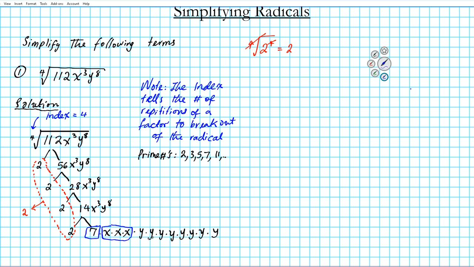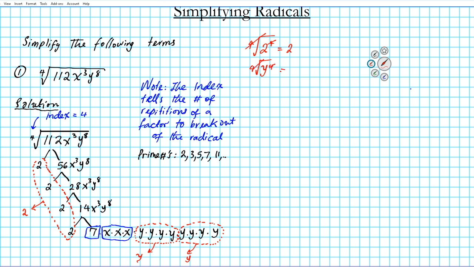And then the y's, we have 1, 2, 3, 4. That first group of 4 y's multiplied together can break out. That's y to the 4th, which breaks out as a y. And then we have another 1, 2, 3, 4. That's another 4th power, y to the 4th, which breaks out as a y. Because the 4th root of y to the 4th, these are inverse operations, they cancel out.